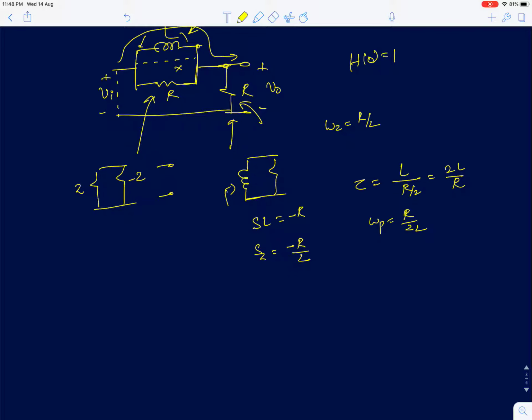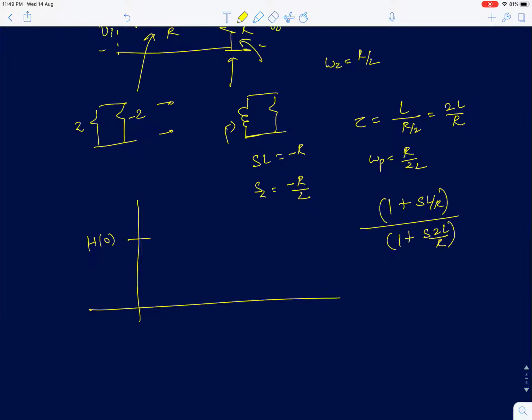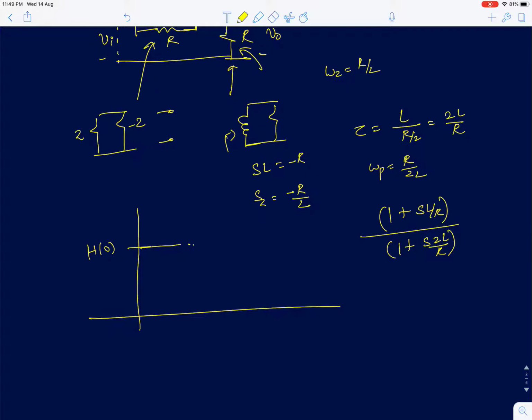So in this network you can see the DC gain is 1. H of 0 is 1. So the transfer function will be 1 times (1 plus S by omega Z), which is 1 plus SL by R, divided by 1 plus S 2L by R. Okay. So now if you look at this expression, the zero is actually R by L and the pole is R by 2L.